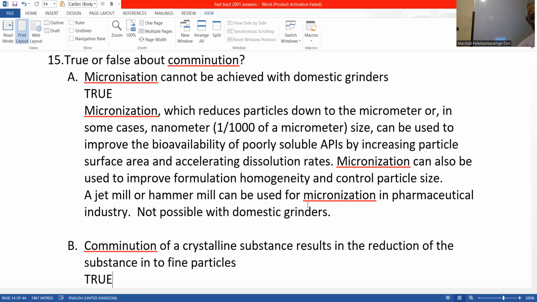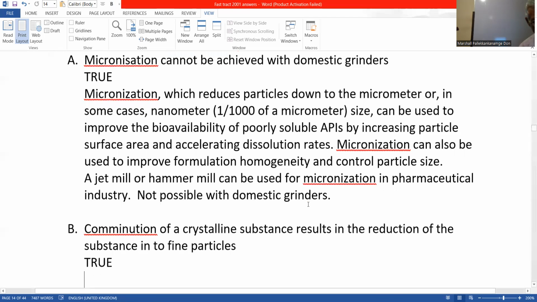So the question is, micronization cannot be achieved with domestic grinders. True. With domestic grinders, you can't reach the micron size, very, very small size. So it is true. It has to be at the manufacturing level, jet mill, hammer mill, and those very fine particles you get in the manufacturing area.